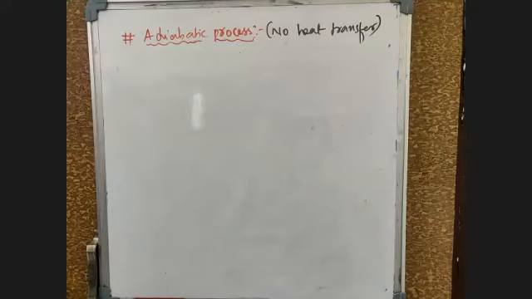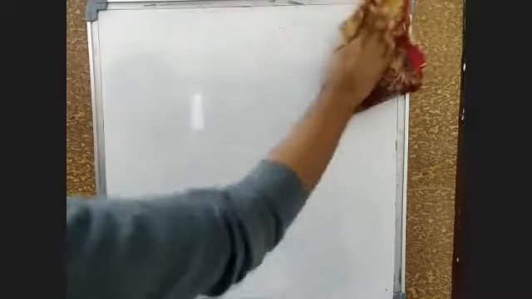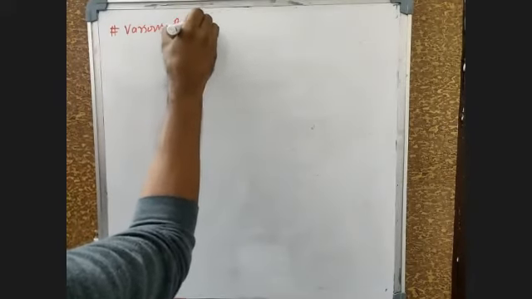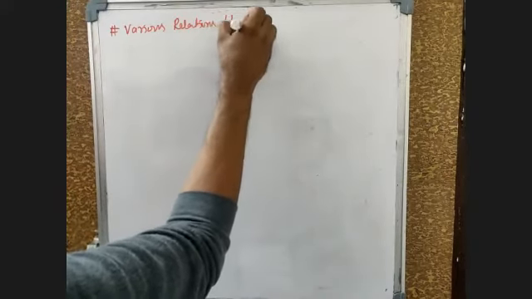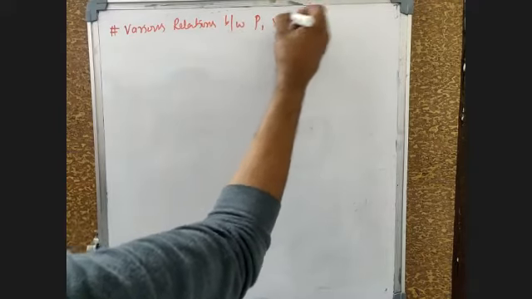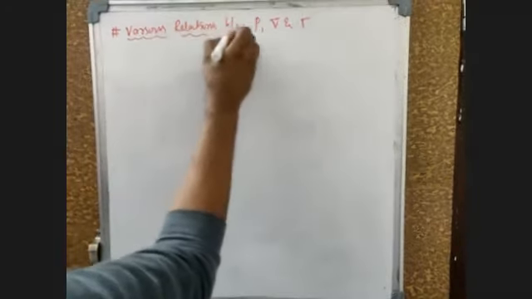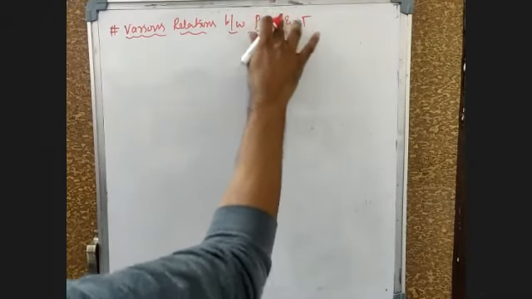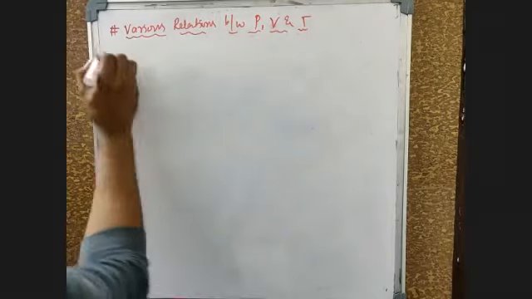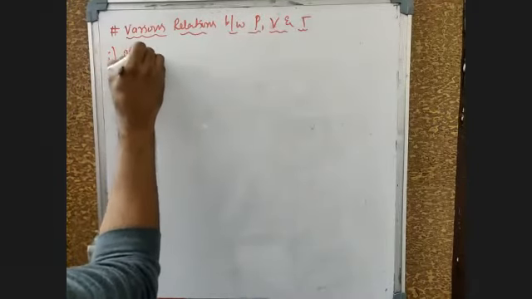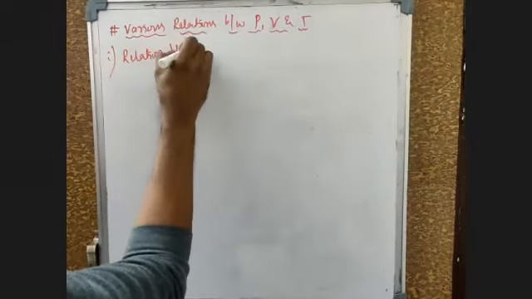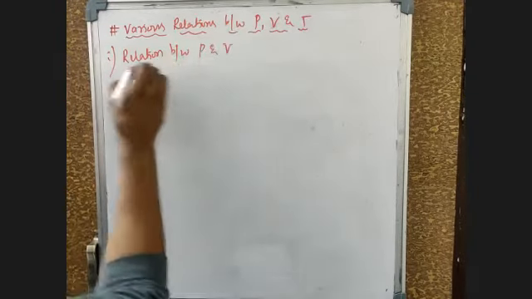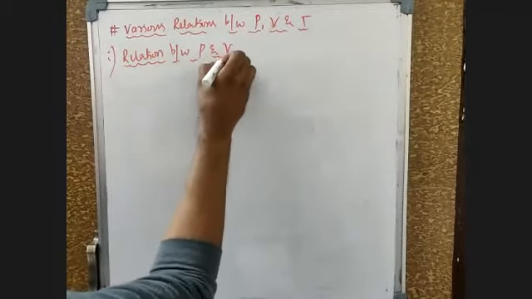The next heading: various relations between pressure, volume, and temperature. We are talking about the relation between the pressure, volume, and the temperature. First, we talk about the relation between pressure and volume.